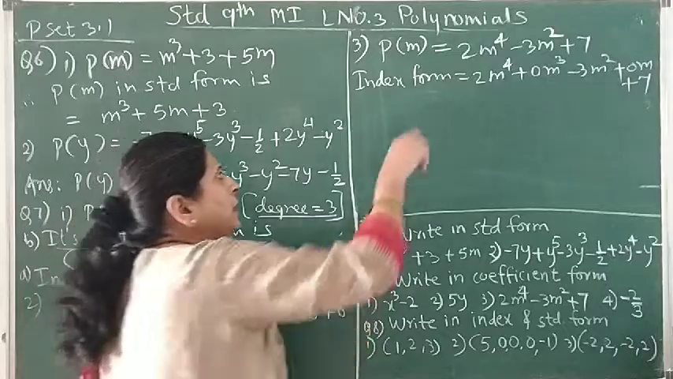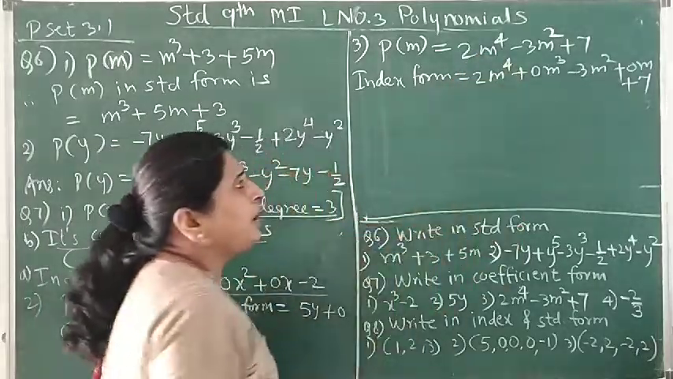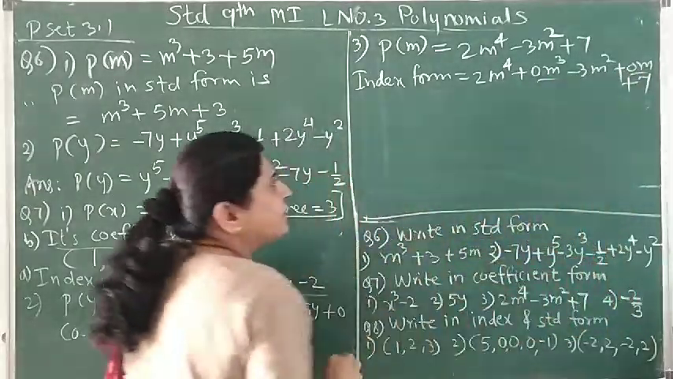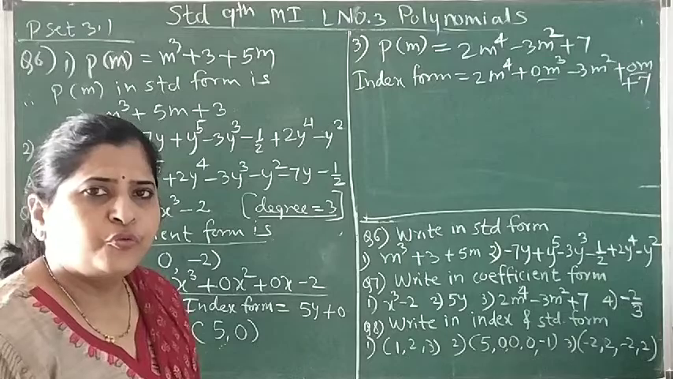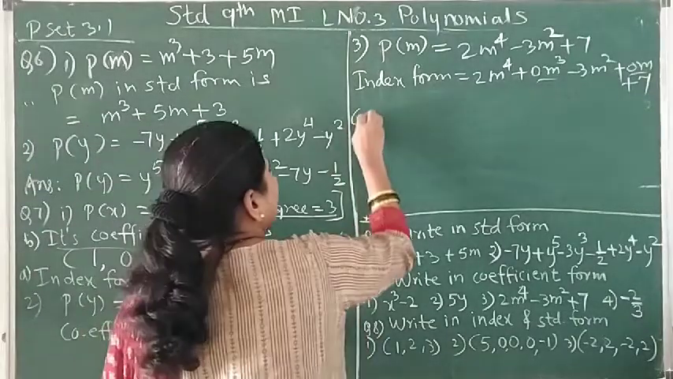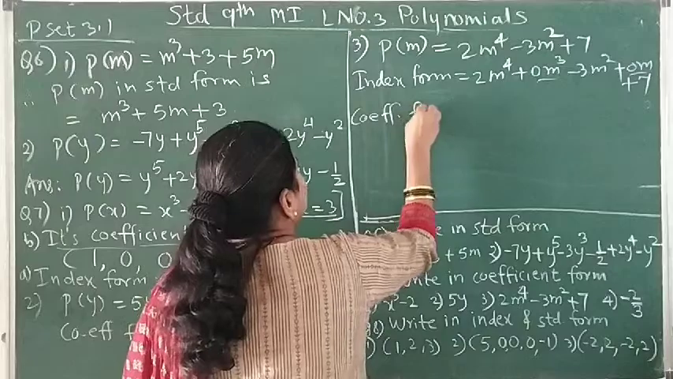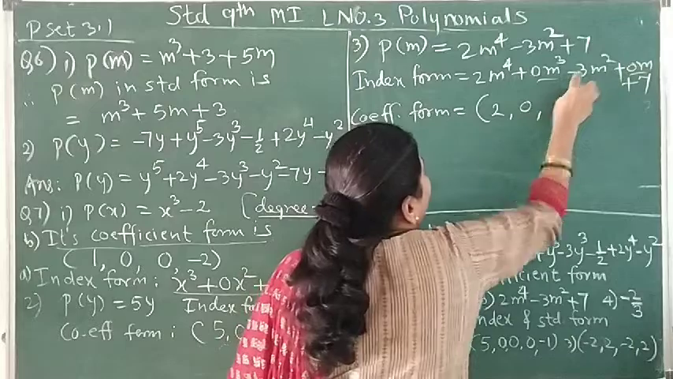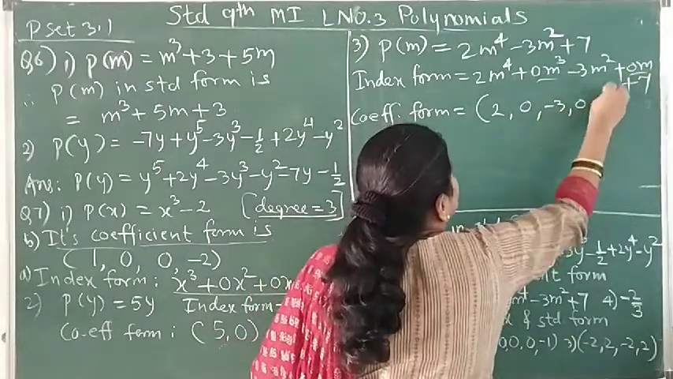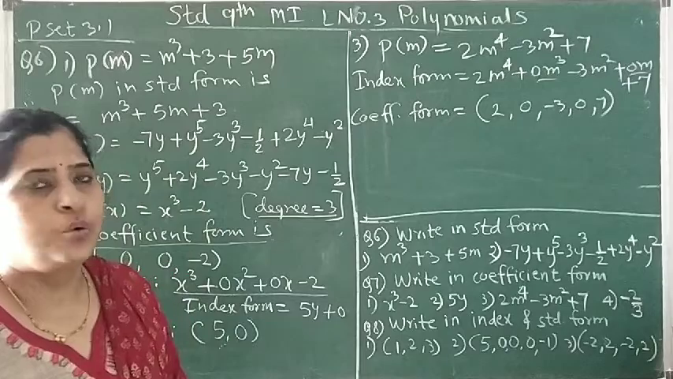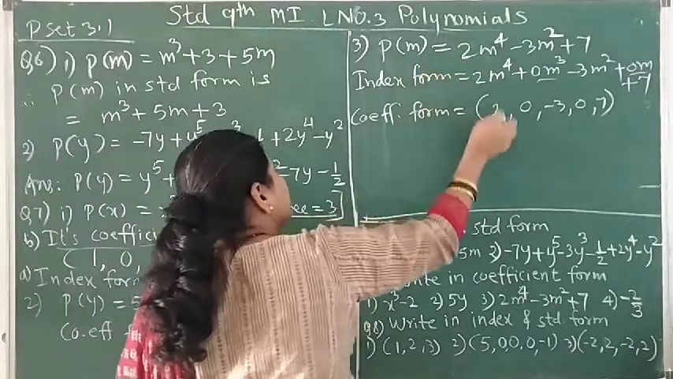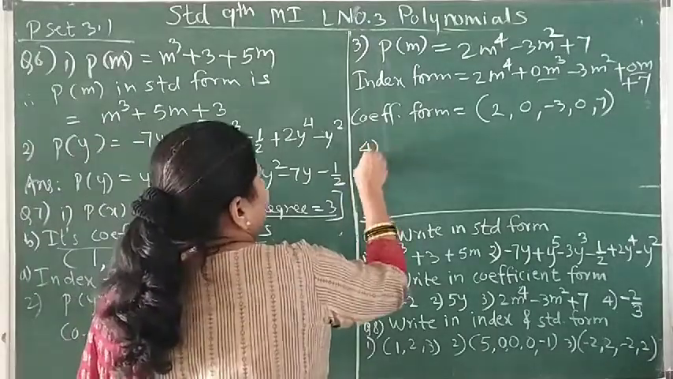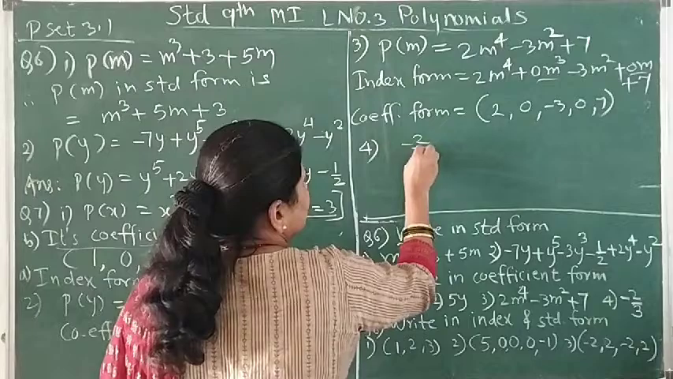When the degree is 4, we should have 5 terms. We have only 3 terms. Two terms, m cube and m, were missing, so we have written them with coefficient 0. Now if you write only the coefficients, you get the coefficient form: in brackets 2, comma 0, comma minus 3, comma 0, comma 7. Once you are used to it, you can certainly write the coefficient form directly from the given polynomial.